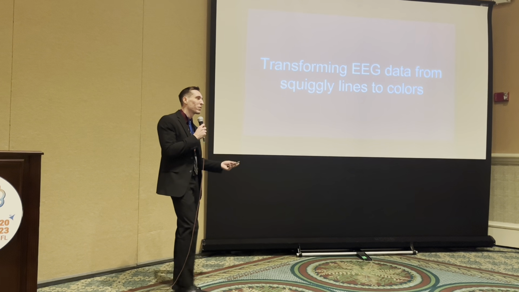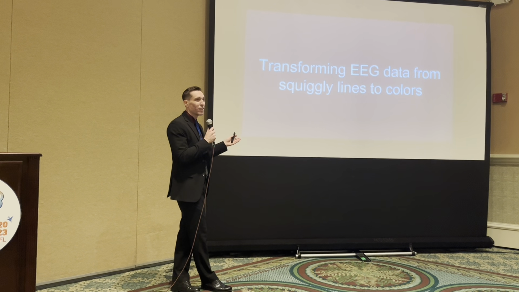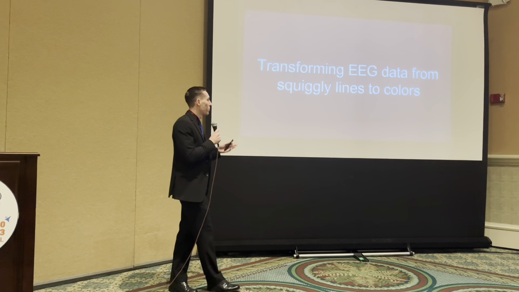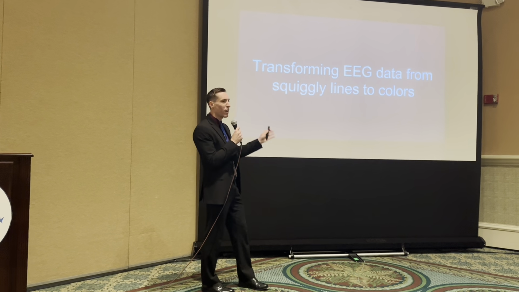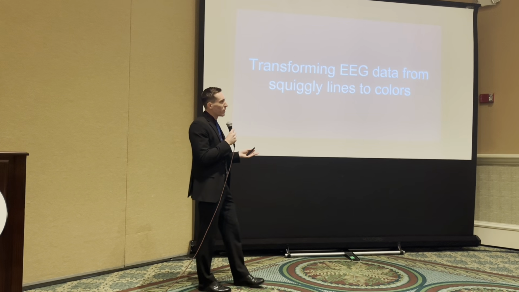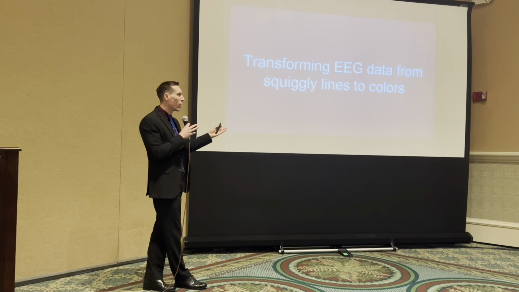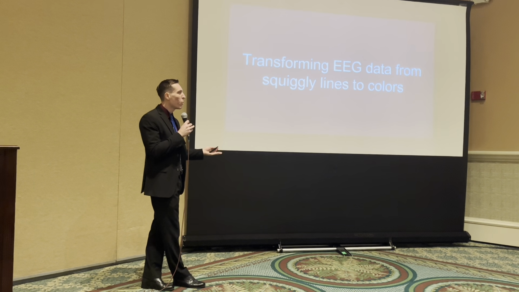Well, in simple terms, it's essentially transforming the EEG data from the squiggly lines that we all know and love to colors. But the question is, why change it from the squiggly lines that we already know how to read? What's the point of doing that?